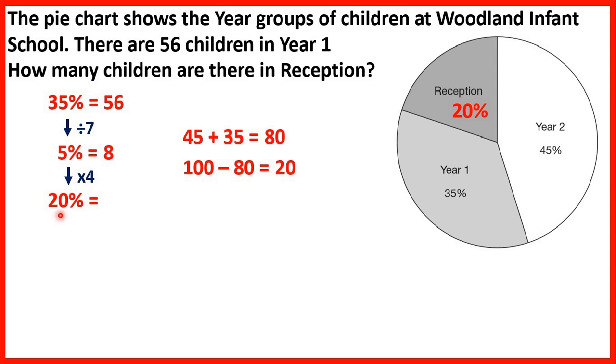So if 5% represents 8 children, to find 20% we can multiply by 4. 5 times 4 is 20, and 8 times 4 is 32. So that means there are 32 children in reception because 20% of the total must be 32.